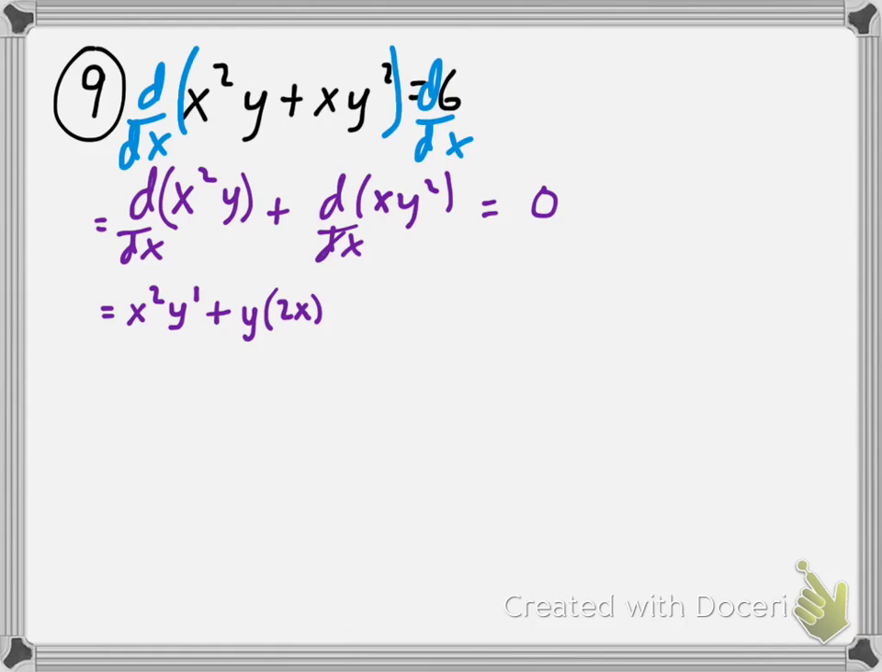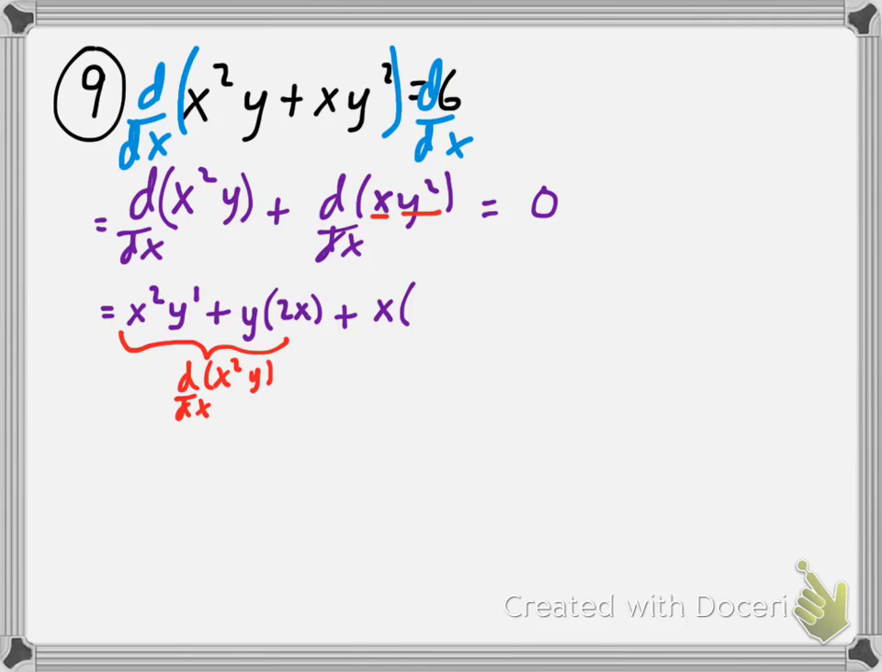So that right there represents the derivative of x squared y. That's the first part. Then we add to that the derivative of xy squared. We have the derivative of another product, the first function, which is x, multiplied by the second function, which is y squared. So the derivative of the product, again, is the first multiplied by the derivative of the second.